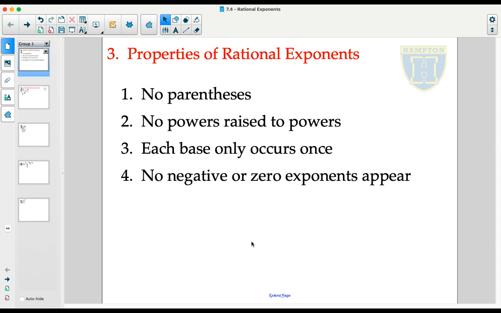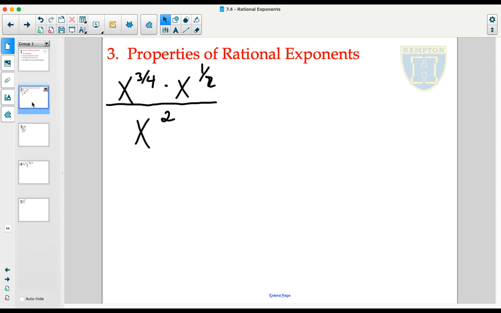So let's try a few examples and make sure that our answers and our final simplified versions follow these four basic rules. So in our first example, we have a multiplication in the numerator followed by a division of the same base. Obviously, this is not the most simplified version. We have three occurrences of the base x that we need to make sure are simplified correctly.